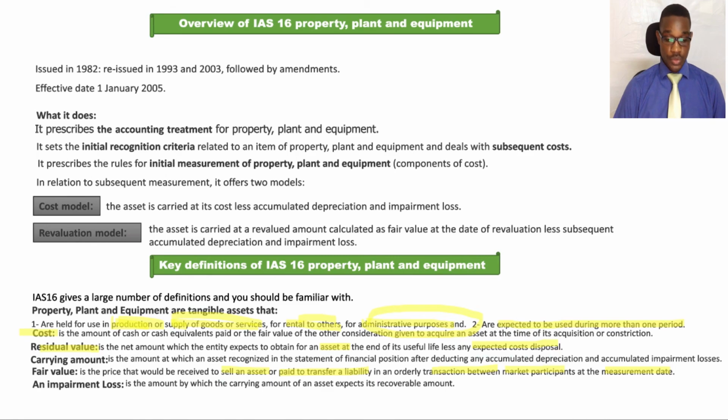An impairment loss. An impairment loss is the amount by which the carrying amount of an asset exceeds its recoverable amount. So it is the comparison between the recoverable amount and the carrying amount. In the next chapter, we will look at the recognition of the property, plant and equipment.